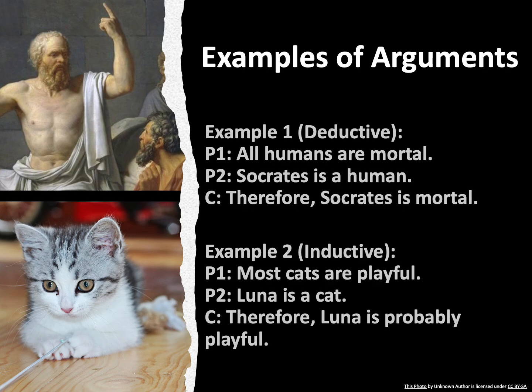Here's a deductive argument. Premise 1, all humans are mortal. Premise 2, Socrates is a human. Conclusion, therefore, Socrates is mortal. If both premises are true, the conclusion must be true. That's deductive reasoning. Now here's an inductive example.